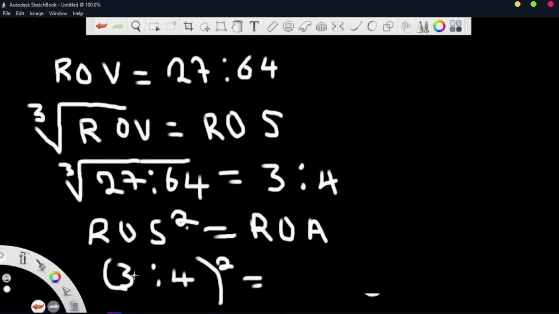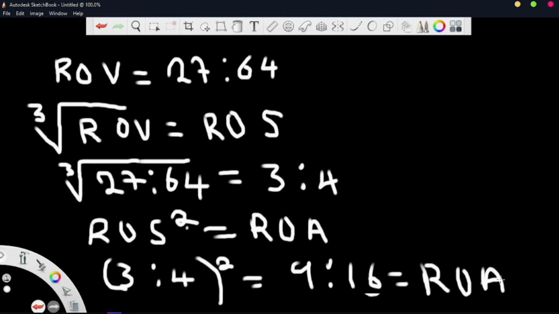The square of 3 is 9, the square of 4 is 16. So this is my answer. This is equal to my ratio of areas. So that was the answer.